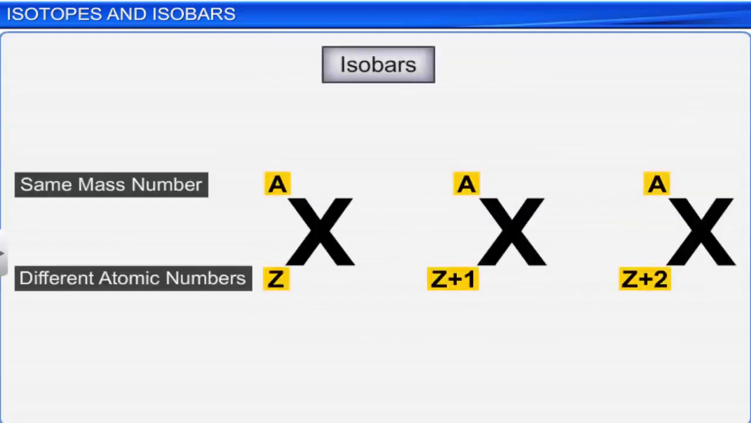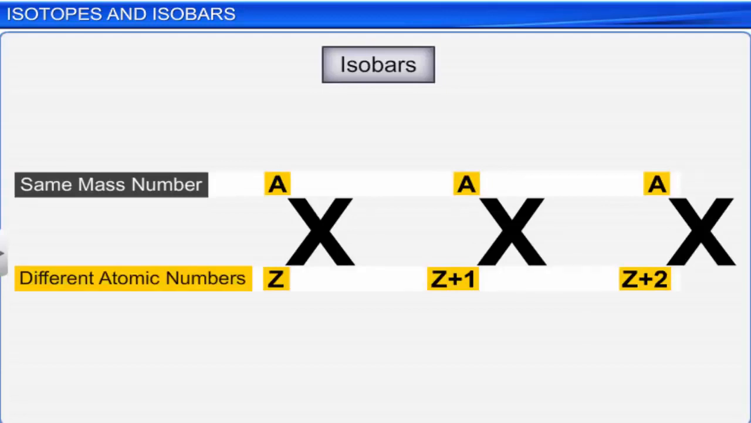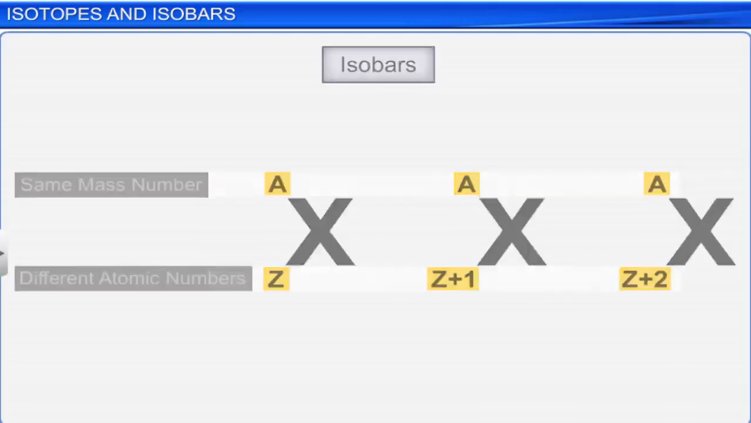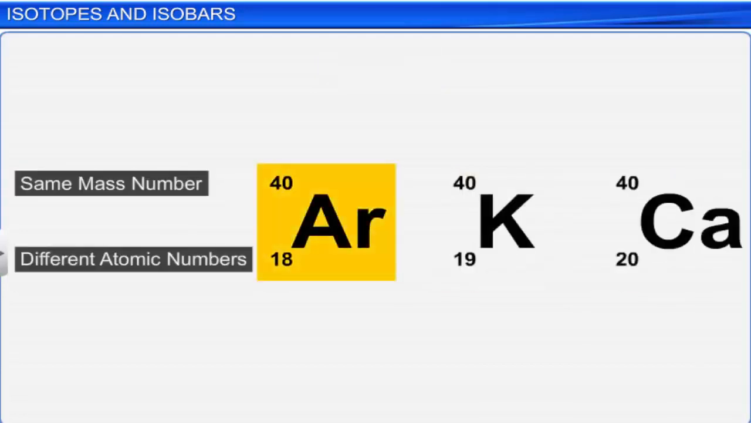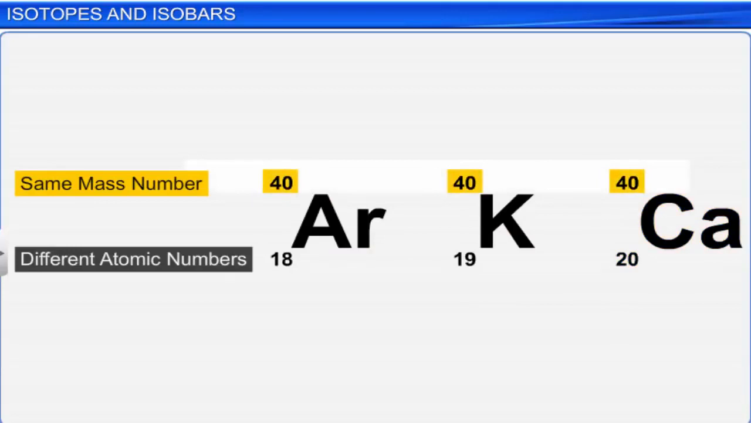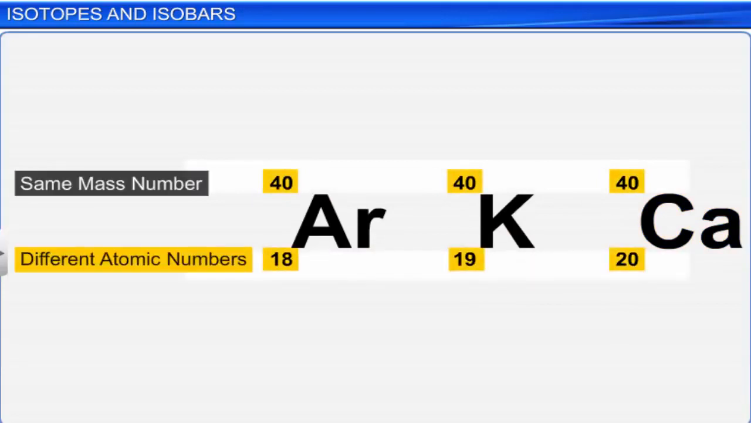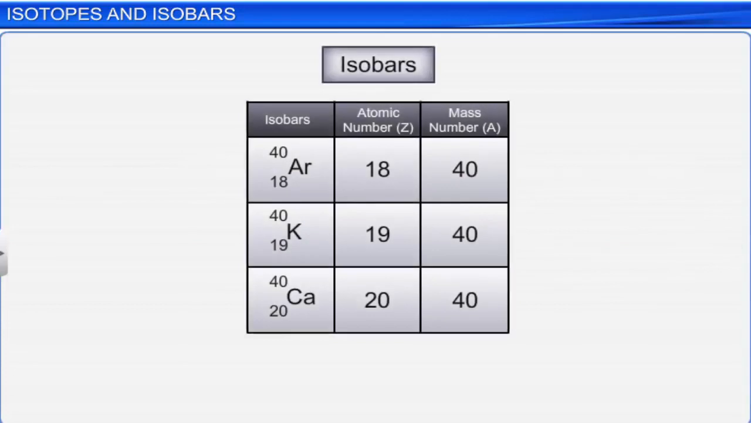Some atoms of different elements are found to have the same mass number but different atomic numbers. For example, 18Ar40, 19K40 and 20Ca40 have same mass numbers but different atomic numbers. Such atoms of different elements having different atomic numbers but the same mass numbers are called isobars. Isobars have different chemical properties because they have different atomic numbers.